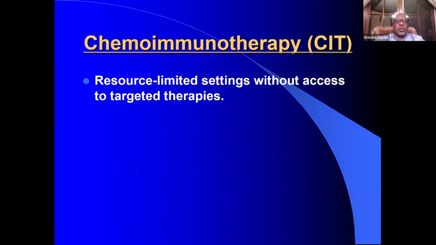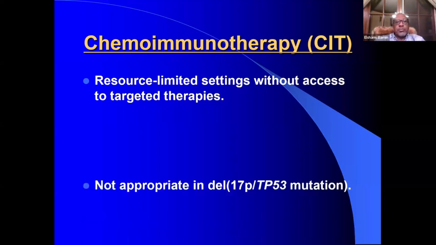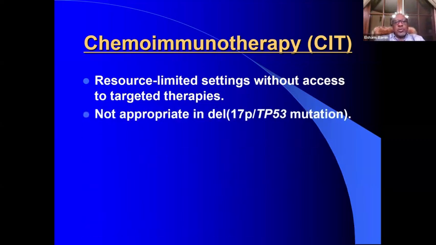But now in the era of the targeted therapy, it is considered a good option in a resource-limited setting without access to targeted therapy. So for example, in Sudan, if we don't have the targeted therapy, Venclexta and BTKI, it is reasonable. But if you have them available, it is not the best option. It is not appropriate in patients with deletion 17p or TP53 mutation.